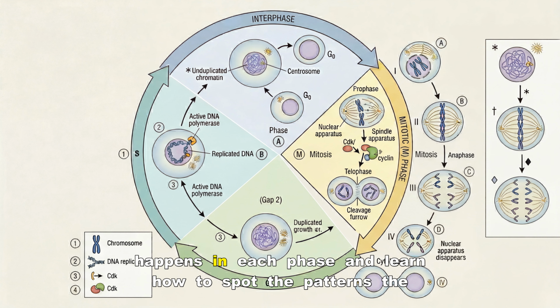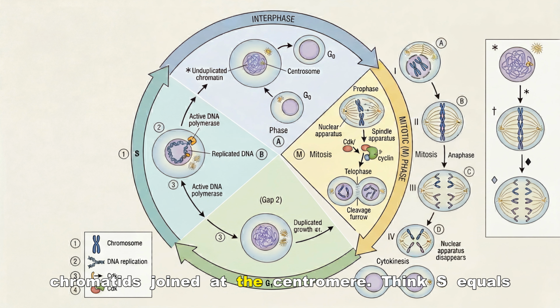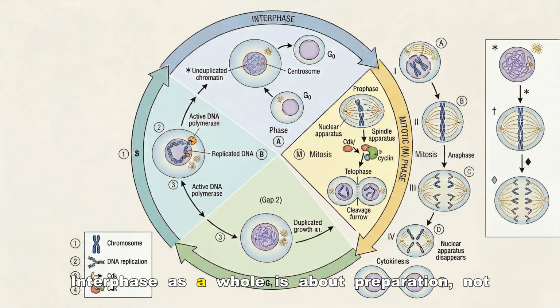Next is S phase, where DNA replication occurs, doubling the genetic material so each chromosome now consists of 2 sister chromatids joined at the centromere. Think S equals synthesized DNA. Then comes G2, another growth phase, where the cell prepares for mitosis by producing microtubules and checking that DNA replication was successful. G2 equals growth 2 and get ready. Interphase as a whole is about preparation, not division.